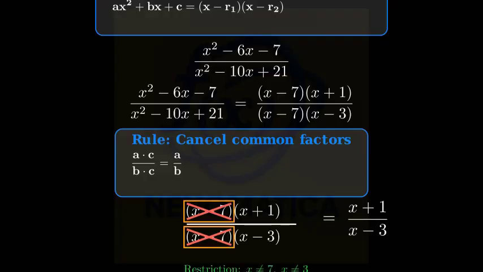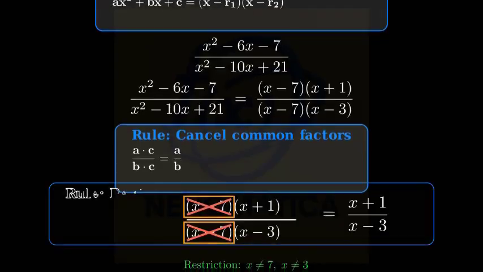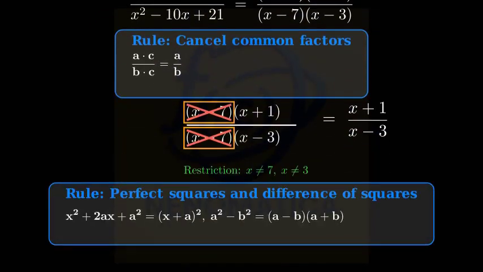Another useful rule: perfect square trinomials and difference of squares. x squared plus 2ax plus a squared equals (x plus a) squared. a squared minus b squared equals (a minus b) times (a plus b). Example 2. Step 1.